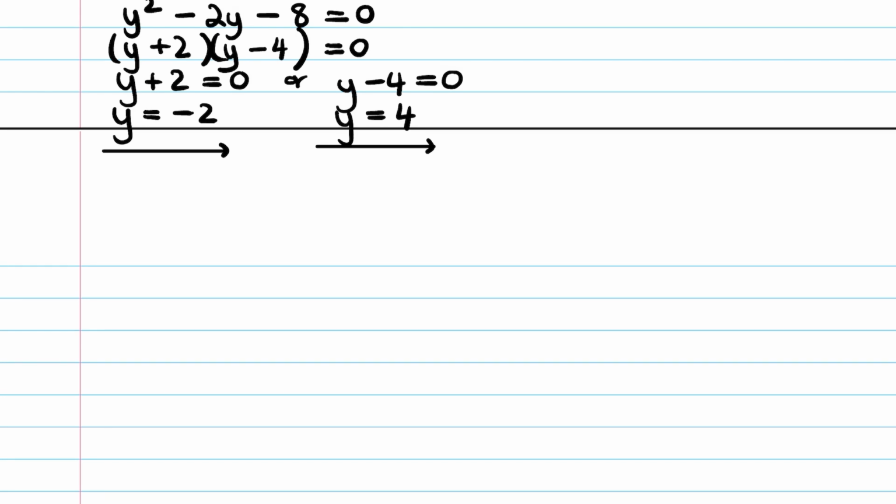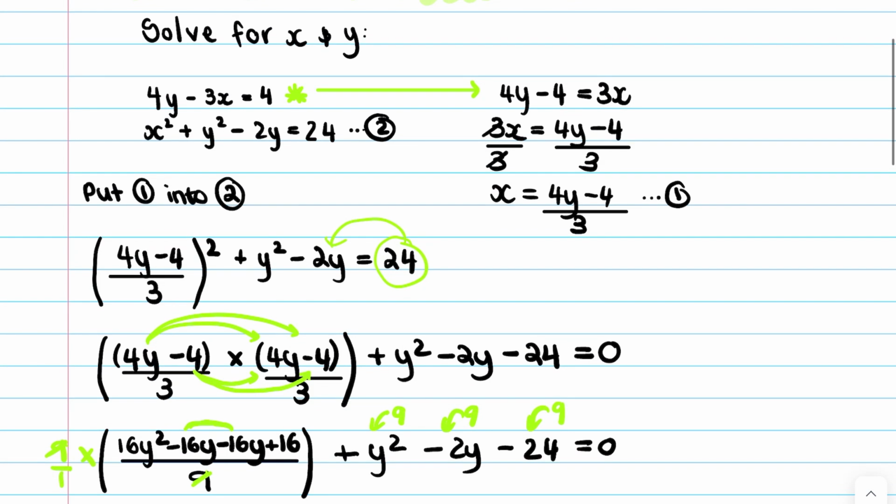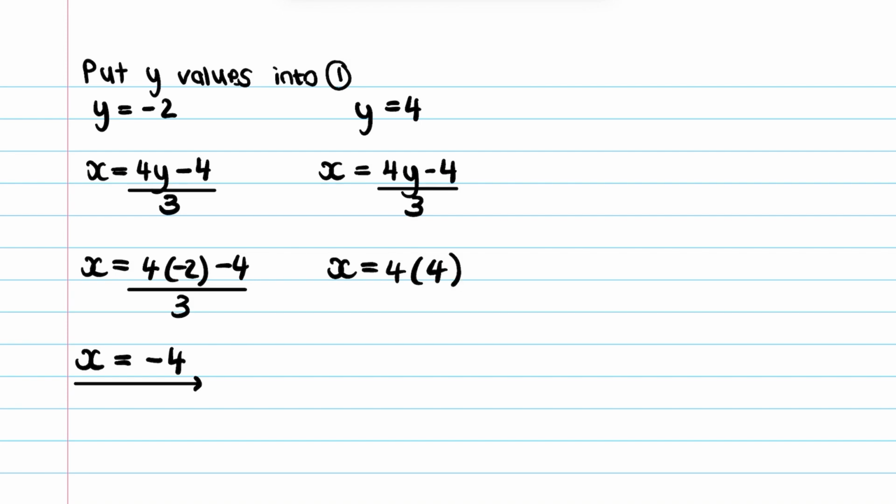Now you want to say, put your y values into your first equation. So just say, put y into 1. Then simply write your y values down, and then just make sure that you're plugging in your equation number 1. Just in case you've forgotten, this is the equation you want to plug in. Now you simply plug in your y values. So you'll have x is equal to 4 times negative 2 minus 4 over 3. And x is equal to minus 4. And then on the other side, you've got x is equal to 4 times 4 minus 4 over 3. And that will give you x is equal to positive 4.